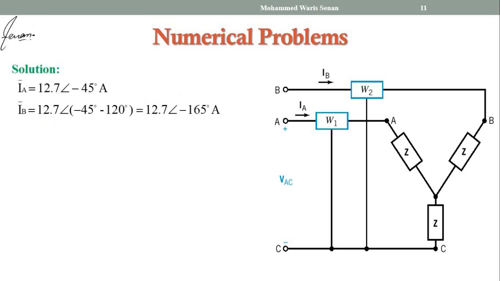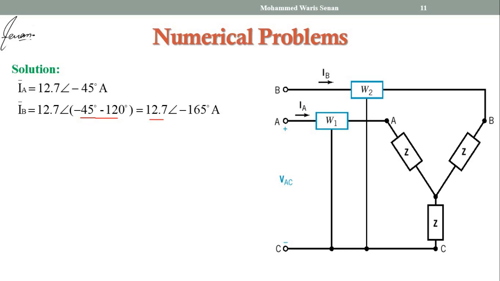So IB will be equal to 12.7 angle minus 45 degree minus 120 degree. B phase will be lagging the A phase by an angle of 120 degree. So the total angle will be equal to minus 45 degree minus 120 degree. So IB is also calculated as 12.7 angle minus 165 degree. So we have calculated two unknown quantities, IA and IB.